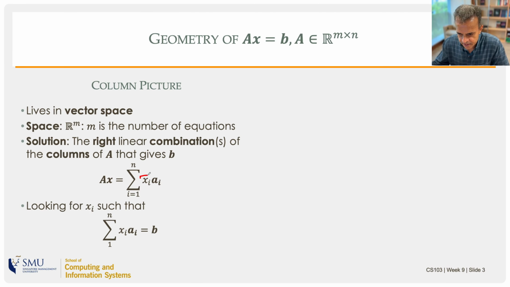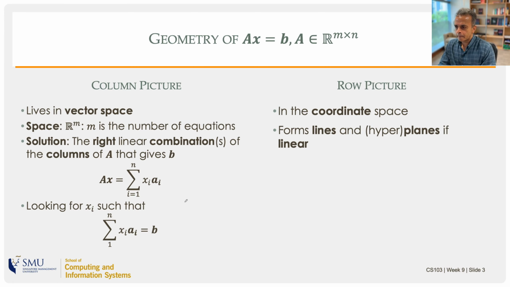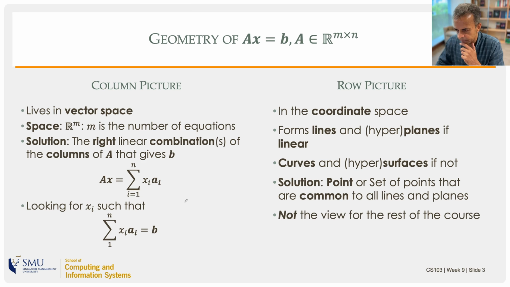But there was a row picture also that lived in the coordinate space, which means each row was an equation. And this is the kind of stuff that actually forms either lines or curves or surfaces or planes, etc. in the coordinate space. And that is something that we were used to before we started with linear algebra in this course. Now, the solution in this picture would be the point or the set of points that are common in all lines or all shapes defined by each row of the matrix. Each row is an equation. So that's not the view that we have for the rest of the course.